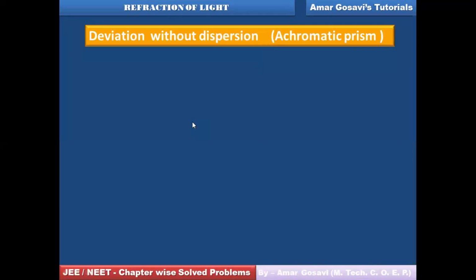Let's discuss deviation without dispersion. We also call this combination of prisms an achromatic prism. Here we are combining two prisms of different materials in such a way that the deviation is allowed but dispersion is nullified. So let's see how it is done.